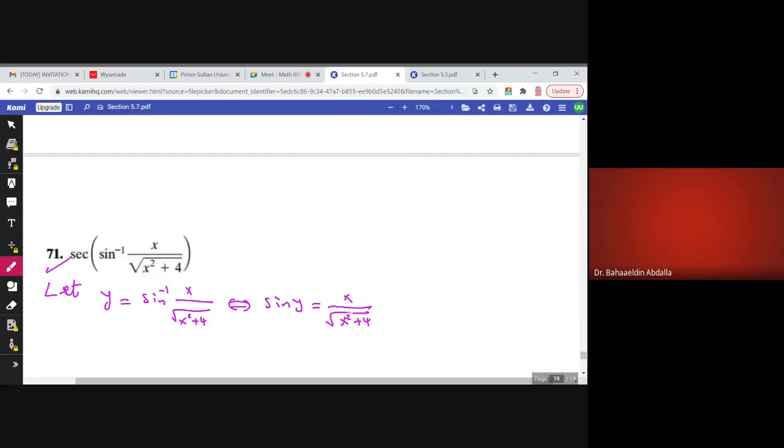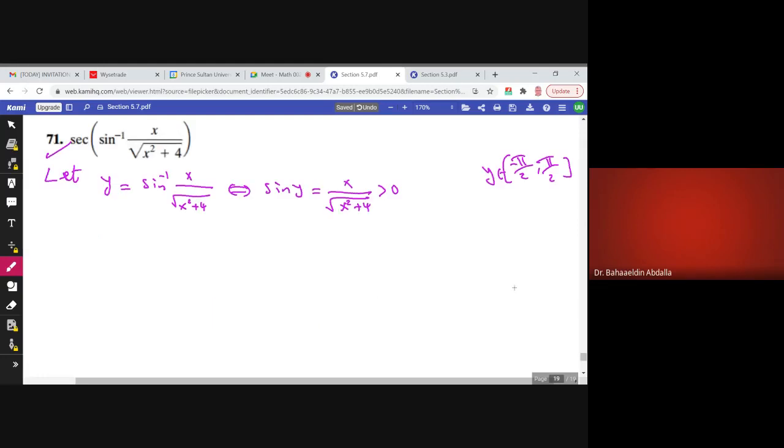And he said that x is positive and the square root is positive. So sine is positive and y belongs to negative pi over 2 to pi over 2. So either we are in the first quadrant or in the fourth quadrant. Since sine is positive, we are in the first quadrant, and this is the angle y. Now what is sine? Sine is opposite over hypotenuse. Opposite is x. Hypotenuse is the square root of x squared plus 4. We need to find the adjacent.